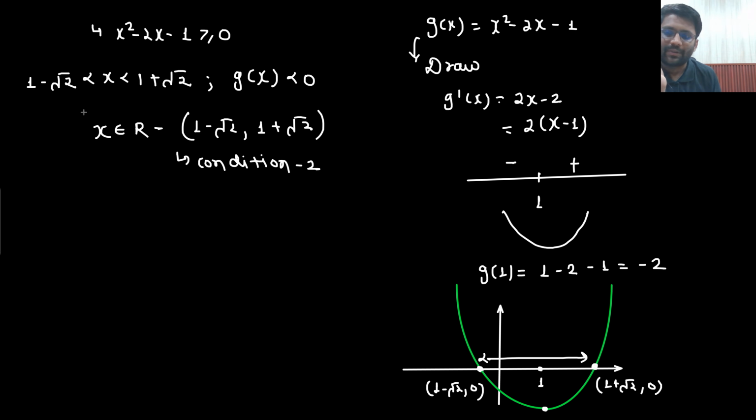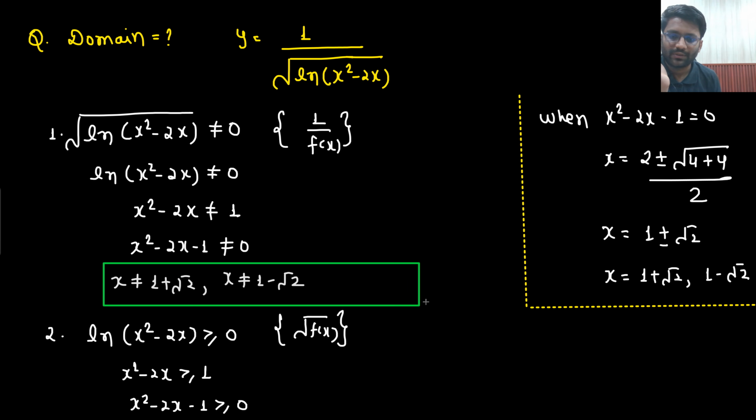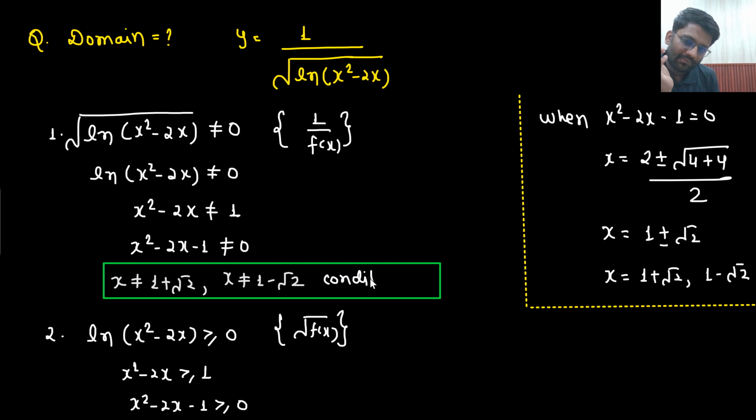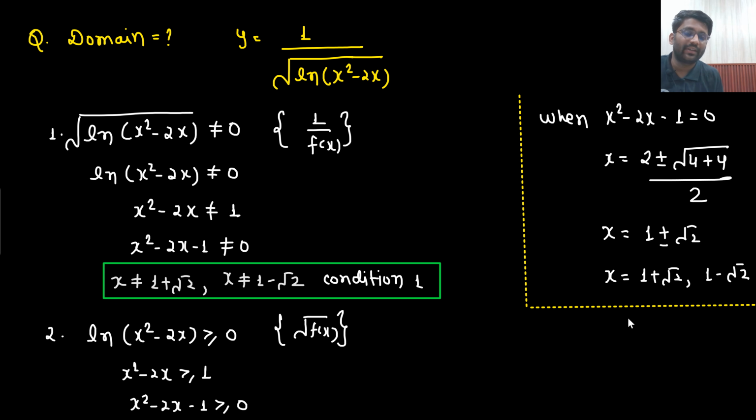What I should do, shall I keep it in the box? Condition 2. Okay, and condition 1 we also got. This was your condition 1. Condition 1 we have got, condition 2 we have got. Now let's check out the other condition. What is left? ln is left. What will ln say? Whatever is written inside me should be greater than 0. Condition 3. Not greater than or equals to 0, greater than 0.